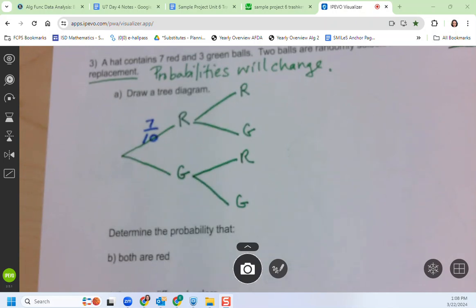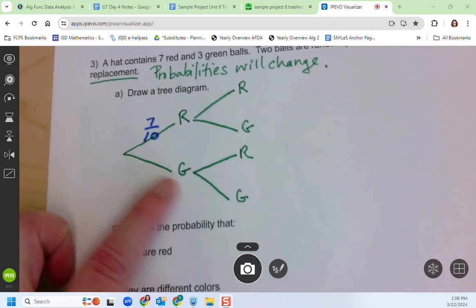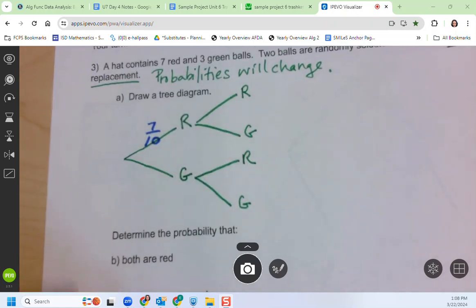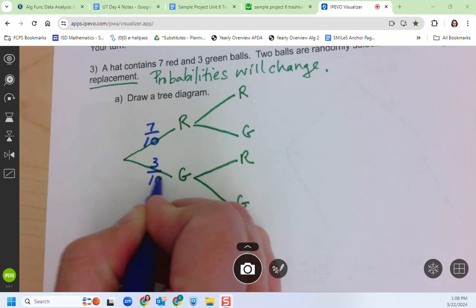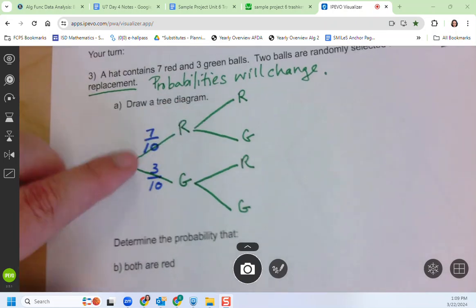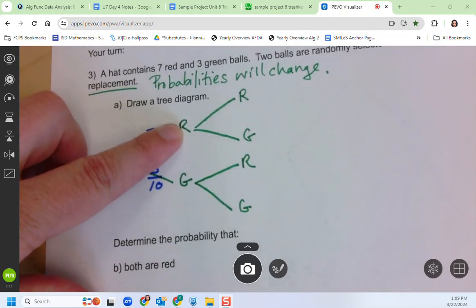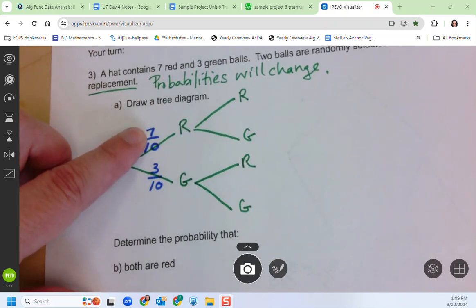And then Aisha, if there's a 7 out of 10 chance of getting a red, what's the chance of getting a green? 3 out of 10. Okay, but remember, this time I told you the probabilities will change because once we get that first ball, we take it out. So in the first situation up here, we chose a red ball. So Emmeline, if we chose a red ball, we no longer have 7 reds. How many do we have?